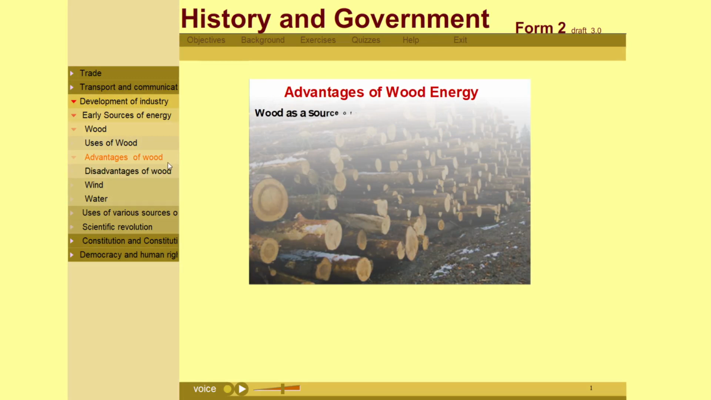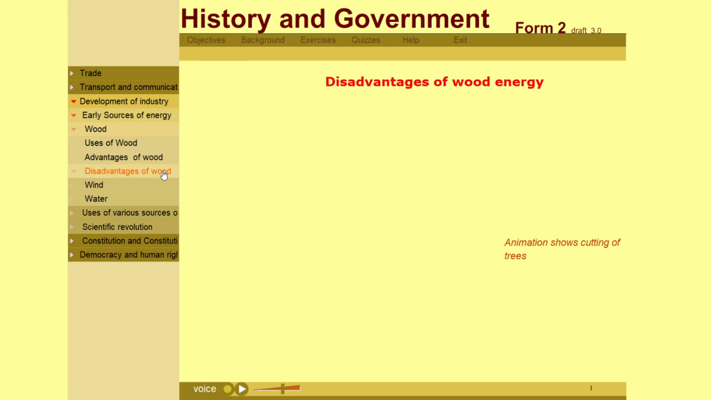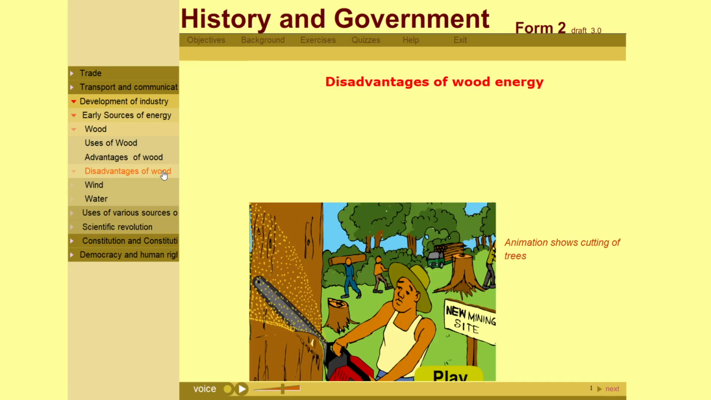Wood as a source of energy has various advantages. They include: wood is readily available, it is relatively cheap, and it is renewable. The disadvantages of wood energy include cutting down of trees, which leads to deforestation and desertification; it is inefficient because it provides a limited amount of energy; and it produces smoke, which pollutes the environment.